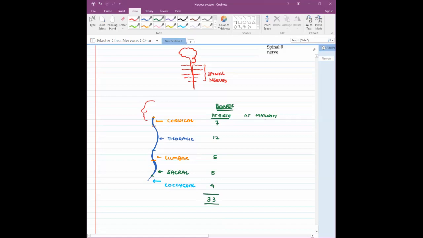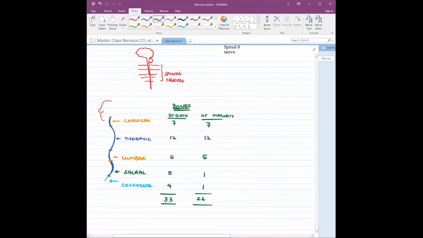But now at maturity, guys, what did I tell you? Some of the bones are going to fuse together. So now we are going to have 7, 12, 5, 1, 1. And now if you do the maths of this, how much is this going to be? 26 bones. So if we look at the bones at maturity, we are going to have 26 bones: 7, 12, 5, 1, 1.